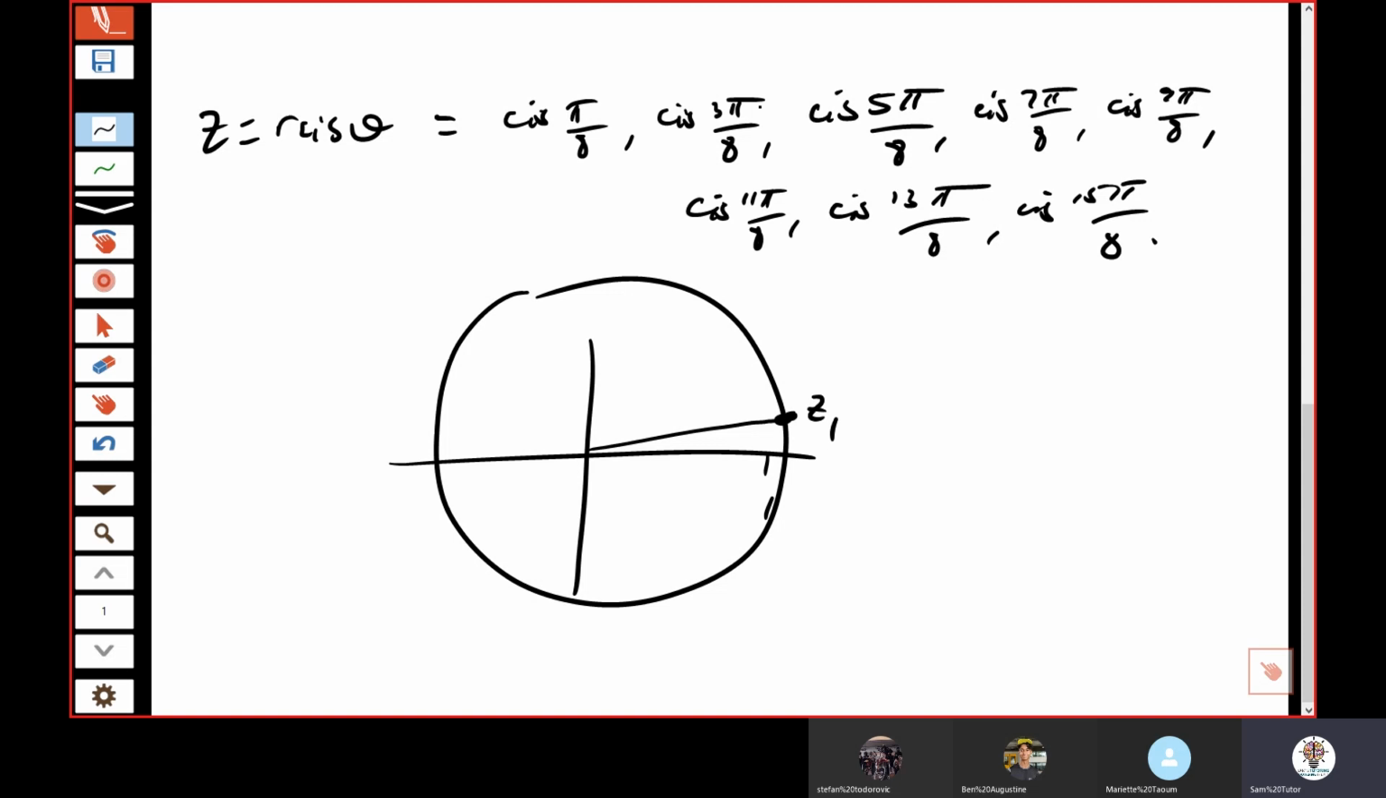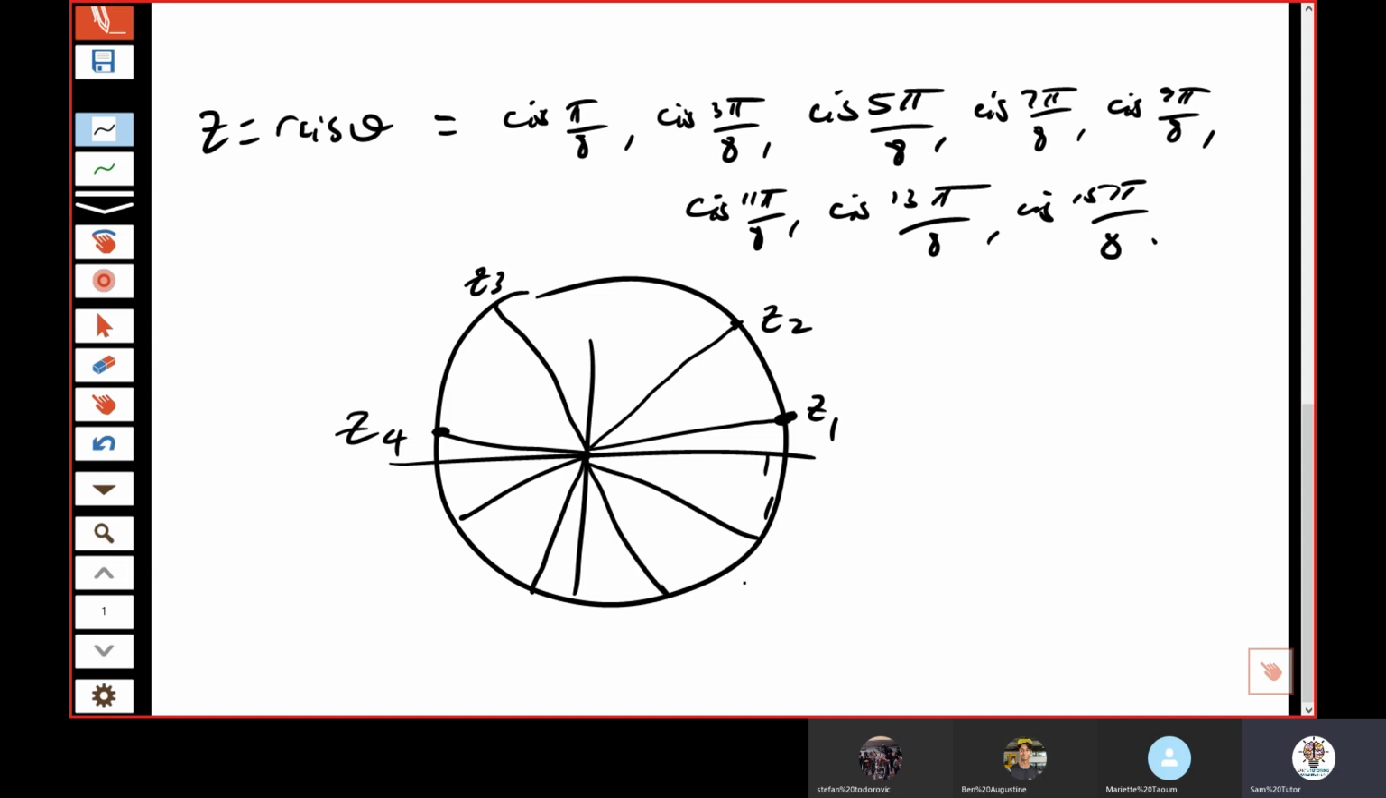Z2 will be 3 times 180 on 8, 67.5. Z2. Z3, 5 times 180 on 8, 112.5. Z3. Z4, 7 times 180 on 8, 157.5. Somewhere there. Z4. Z5, Z6, Z7, Z8. That would be all your 8 solutions on the Argand diagram.